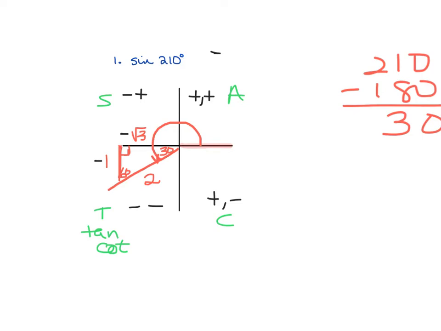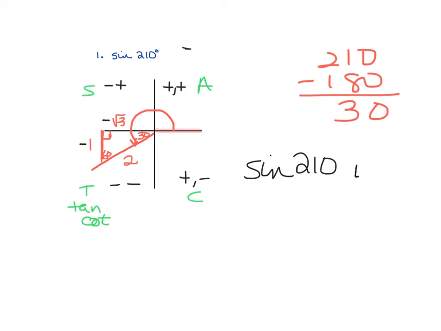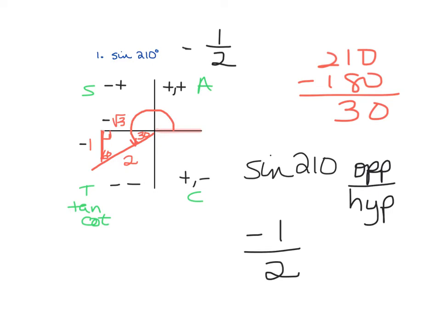So in third quadrant, the X and the Y are negative, negative. So now I'm going to do the sine. So the sine of 210, what I'm using is the reference angle, so I'm really doing sine of 30. So I'm now going to do sine is opposite over hypotenuse. And my side that's opposite is negative 1, and my hypotenuse is positive 2. So the answer to this is negative 1/2.